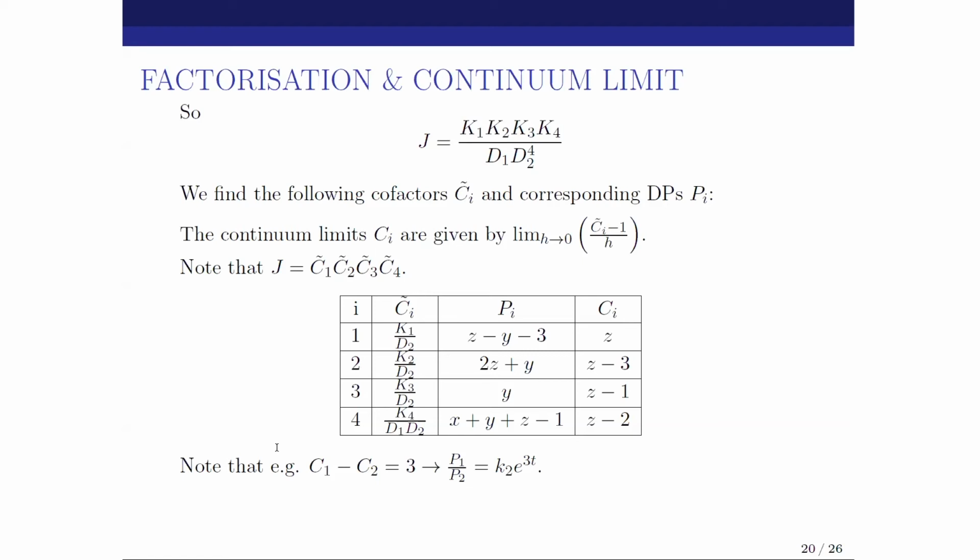So that means that the time derivative of P1 divided by P2 is going to be C1 minus C2 times P1 over P2. So for Q equal to P1 over P2, you get dQ/dt equals 3 times Q. So Q is equal to a constant times e to the 3t. And similarly, if you take P1 divided by P3, you get e to the 1t. If you take P1 over P4, you get e to the 2t.